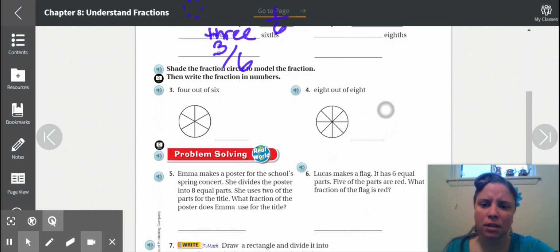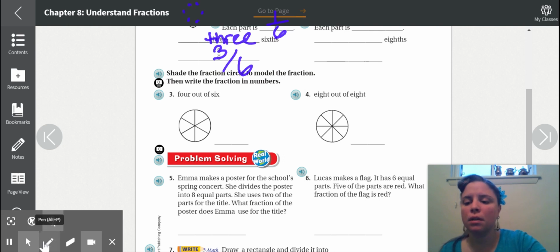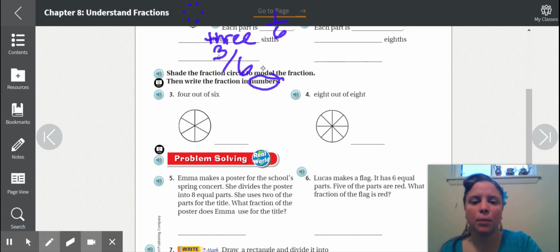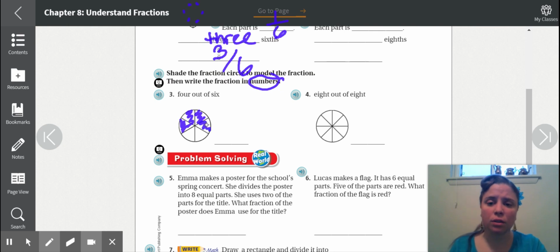All right, and the next part says shade the fraction circles to model the fraction, then write the fraction in numbers. Okay, so this time we're going to write it in numbers instead of words. So we have to shade it. It says 4 out of 6. So we have to shade 4 of them. 1, 2, 3, 4. And then we have to write the fraction.